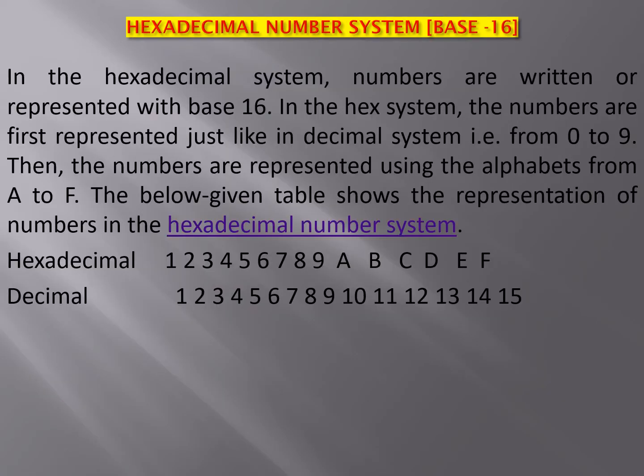Hexadecimal number system, base 16. In the hexadecimal number system, numbers are represented with a base of 16. In the hexadecimal system, the numbers are first represented just like the decimal system, from 0 to 9. Then the numbers are represented using the alphabet letters from A to F. The table given below shows the representation of numbers in the hexadecimal number system.